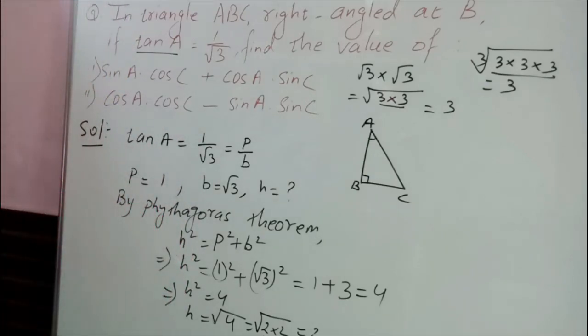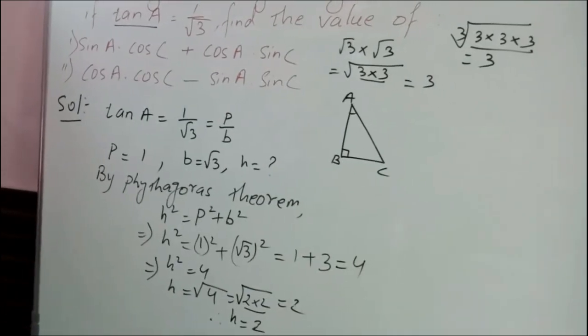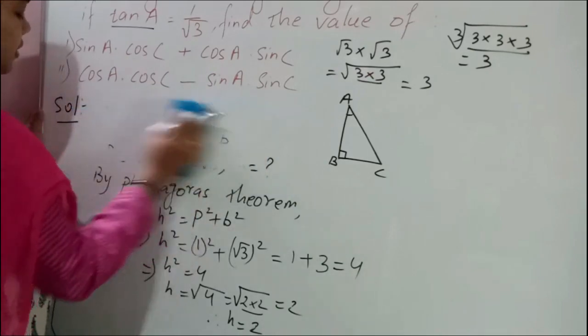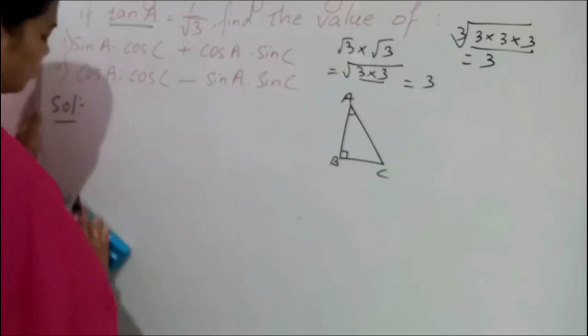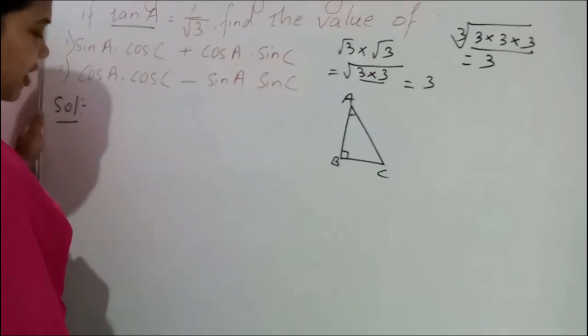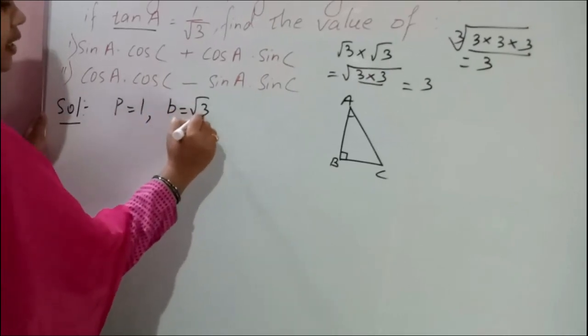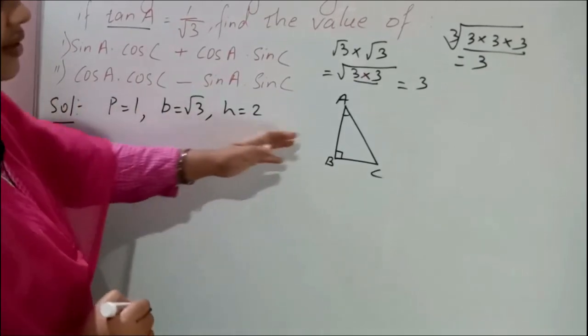Write down this. I am going to erase this, the place is not sufficient. Over? Okay, so let's erase this. So what values did we get? P is equal to 1, B is equal to root 3 and H is equal to 2. Clear?